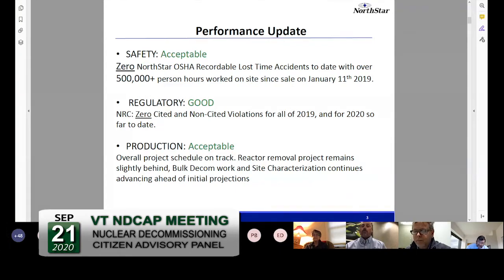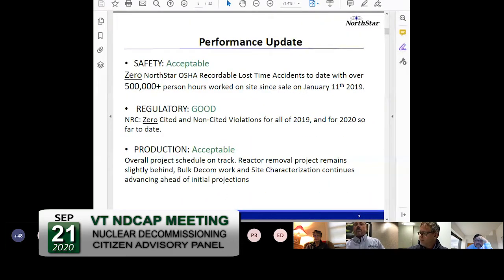Our regulatory performance remains good. We've had no cited or non-cited violations. We just recently had an inspection of our security for the ISFSI and the remainder of the site. We expect 0 violations out of that as well. Production overall, we're on track, a little ahead in some areas, a little behind in the reactor project removal, but it's a big project, and over the course of the 6 years or so we think it will take to complete the work, we believe we're advancing ahead of our initial projections. Next slide, please, Tony.